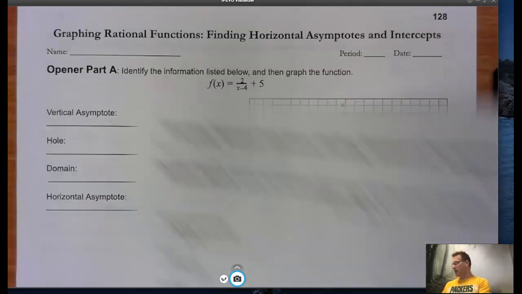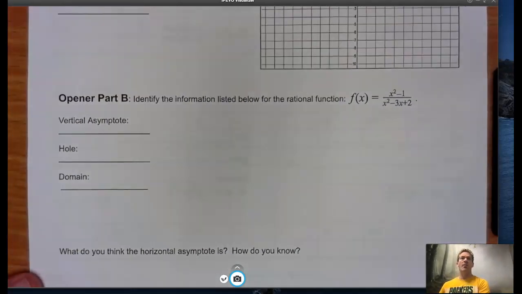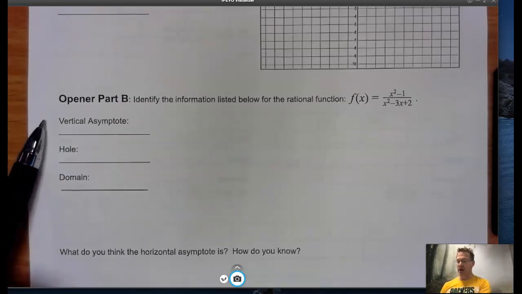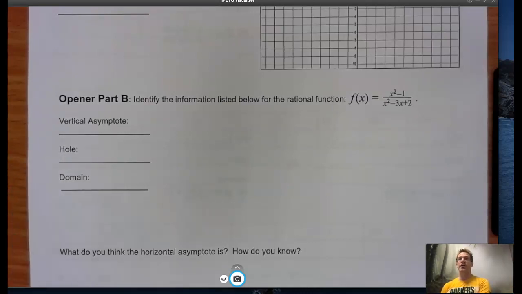Okay, so now let's look at opener part B. This dives into what we did in our last lesson, which is now we have a rational function not in HK form. This time I would like you to identify the vertical asymptotes, holes, and what would be our working domain for this particular rational function. So once again, go ahead and pause the video, work that problem, and then we'll see how you did.